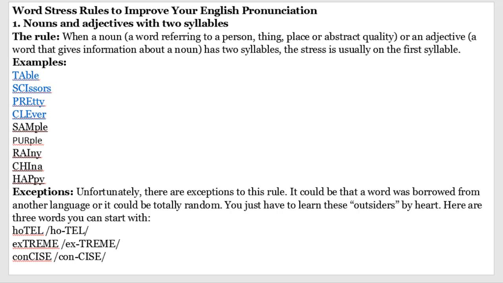Word stress rules to improve your English pronunciation. 1. Nouns and adjectives with 2 syllables. The rule. When a noun, a word referring to a person, thing, place or abstract quality, or an adjective, a word that gives information about a noun, has 2 syllables, the stress is usually on the first syllable.